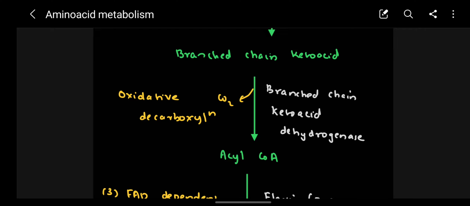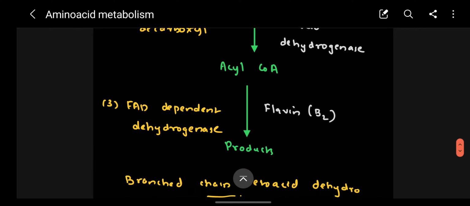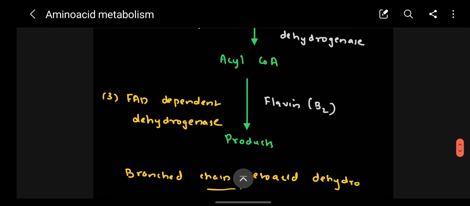The enzyme acting on it is branched chain keto acid dehydrogenase. This acyl coenzyme A will be acted upon by FAD dependent dehydrogenase, so riboflavin, vitamin B2, is required here, and it will give its own product. That is, leucine will give its own product, isoleucine its corresponding product.